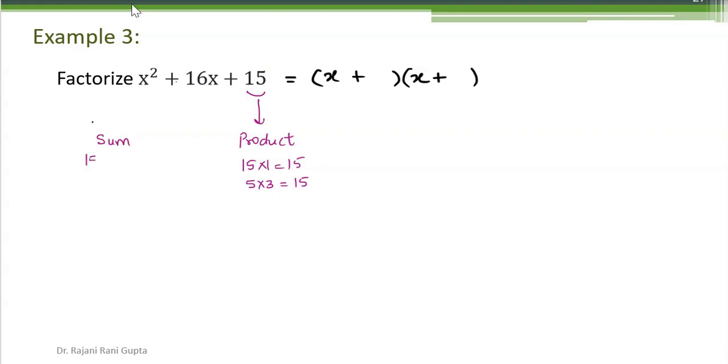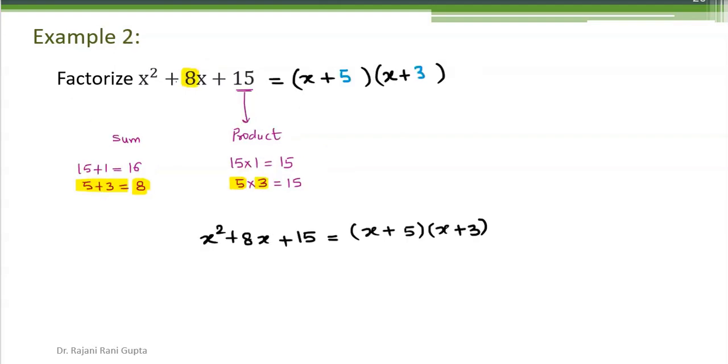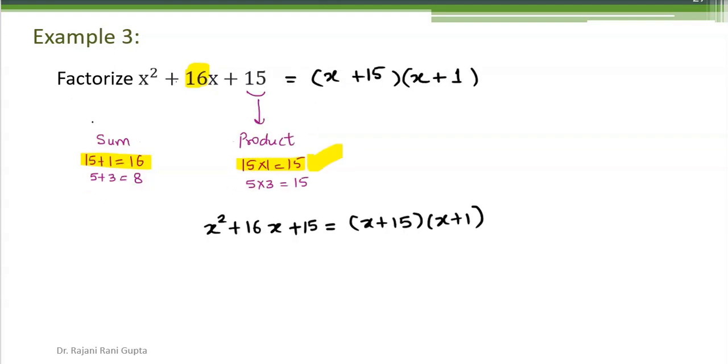15 plus 1 is 16. 5 plus 3 is 8. In our question we need 16, which we get by adding 15 and 1. So we are going for this option, 15 and 1. So we write the factors of x squared plus 16x plus 15 as x plus 15 times x plus 1. I hope now you can understand the difference between example 2 and example 3.